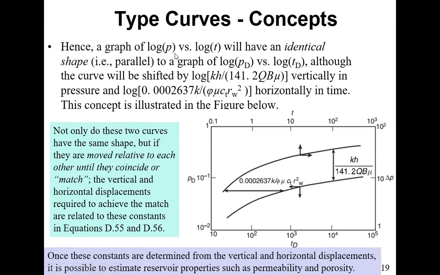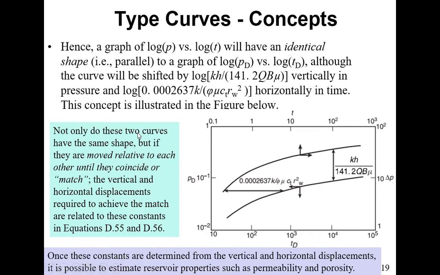So hence we have a graph of the log of P and T. This is actual test pressure versus actual test time, which will be identically shaped to the graph of dimensionless pressure to dimensionless time, even though there will be a shift. This is the shift in the pressure curve, and this is the shift on a time basis. So this is a shift vertically representing pressure, and this is for time.